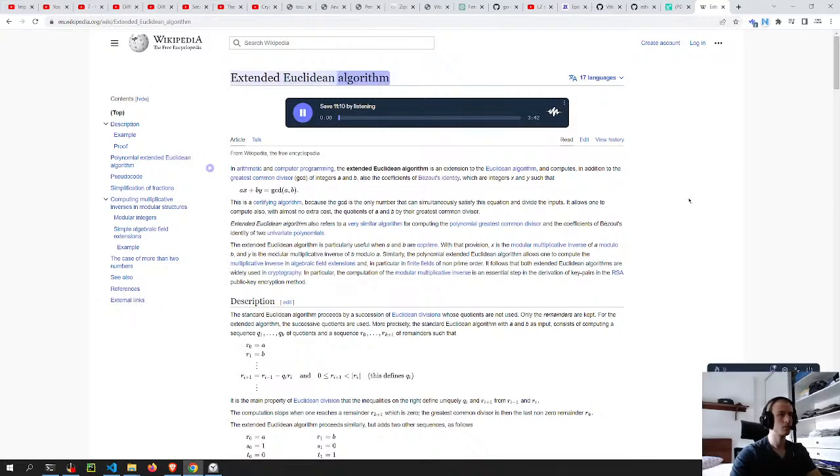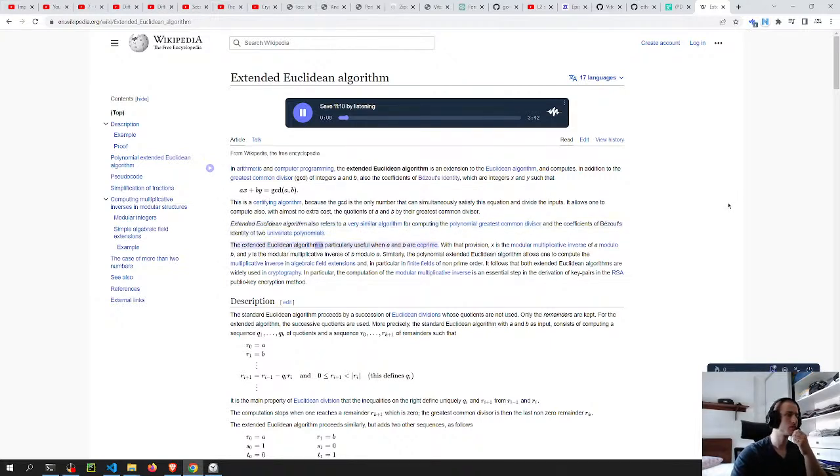Extended Euclidean algorithm. In arithmetic and computer programming, the extended Euclidean algorithm is an extension to the Euclidean algorithm and computes, in addition to the greatest common divisor, GCD, of integers a and b, also the coefficients of Bézout's identity, which are integers x and y such that ax plus by equals the GCD. This is a certifying algorithm, because the GCD is the only number that can simultaneously satisfy this equation and divide the inputs. It allows one to compute also, with almost no extra cost, the quotients of a and b by their greatest common divisor. Extended Euclidean algorithm also refers to a very similar algorithm for computing the polynomial greatest common divisor and the coefficients of Bézout's identity of two univariate polynomials.